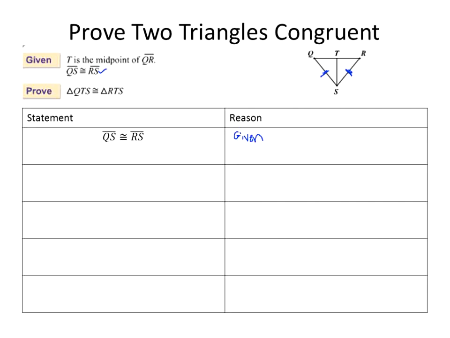So what I can say is that QT is congruent to TR. And the reason is because of midpoint. Midpoint splits that line in half. That's what that means. Something that's halfway on the line. So this right here is congruent to this right here. So right now we've got two sides that are congruent.